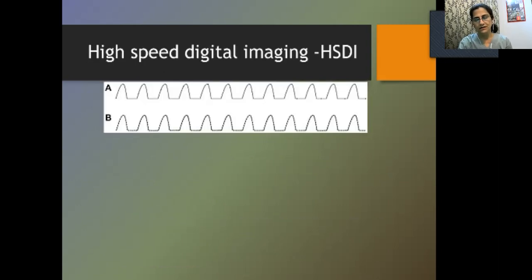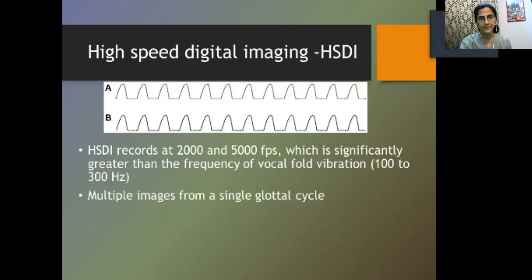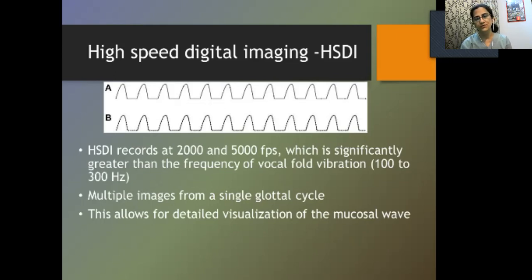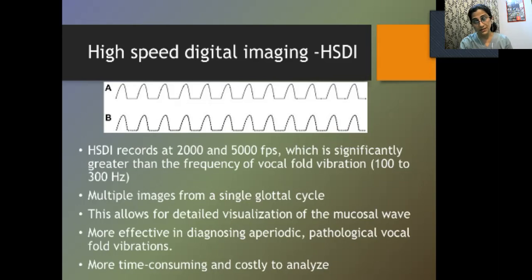As against high-speed digital imaging, the images are recorded at a rate of 2,000 to 5,000 frames per second, which is significantly greater than the vocal cord vibration. And so you get multiple images from a single glottic cycle. This allows for a detailed visualization of the mucosal wave, and it is more effective in diagnosing aperiodic or pathological vocal cord vibrations. Of course, it has a drawback that it is extremely costly, more time consuming, and occupies huge data space.